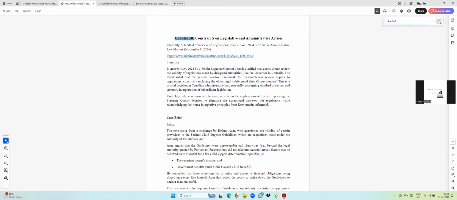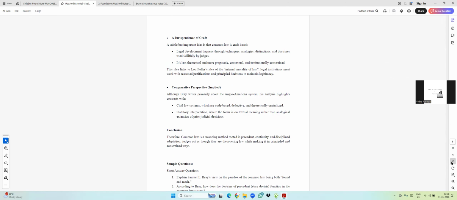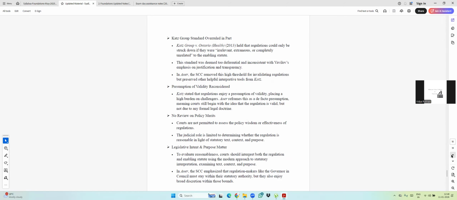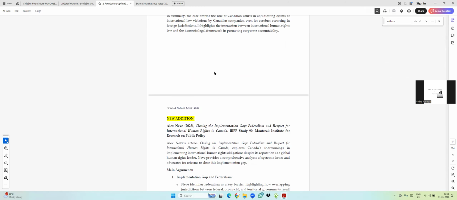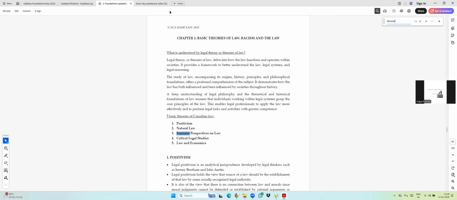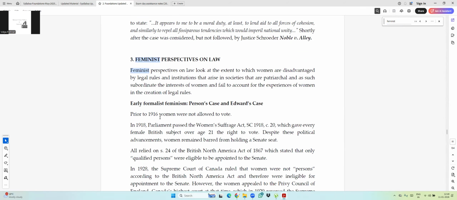Okay, let me go to the notes. What I did was I kept the last one, the updated material. The first chapter I did at the end because it was slightly boring, so I started with the sources of Canadian law while teaching as well. So for the feminist perspective on law, in your notes you're supposed to have these cases.